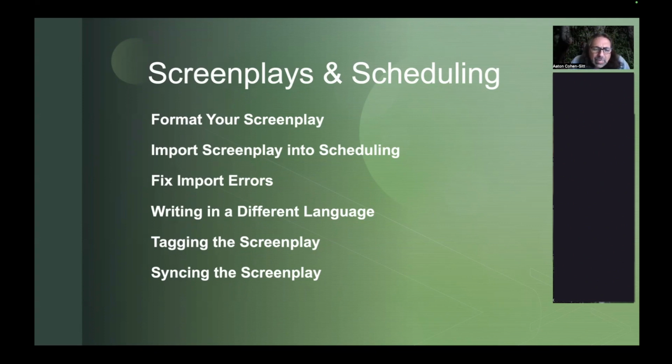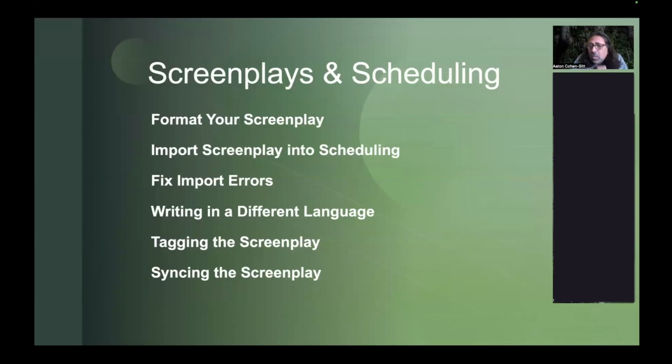We're going to talk about writing in a different language. If you are writing in Spanish or in French or in Turkish, I mean, Gorilla supports, I think, 17 languages or something like that. And so does Final Draft. So you can write in Final Draft in that native language, import it into scheduling, and it'll all be there in that native language. We're going to talk about tagging the screenplay.